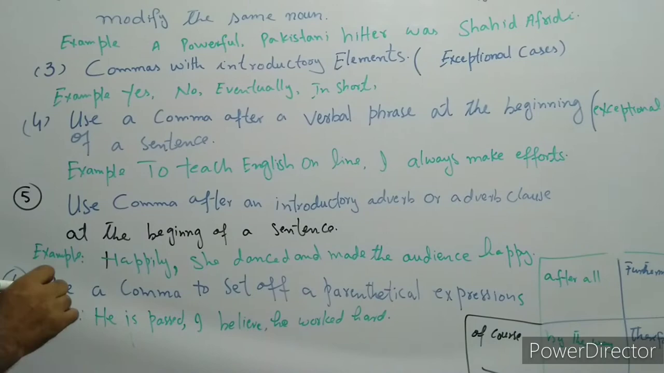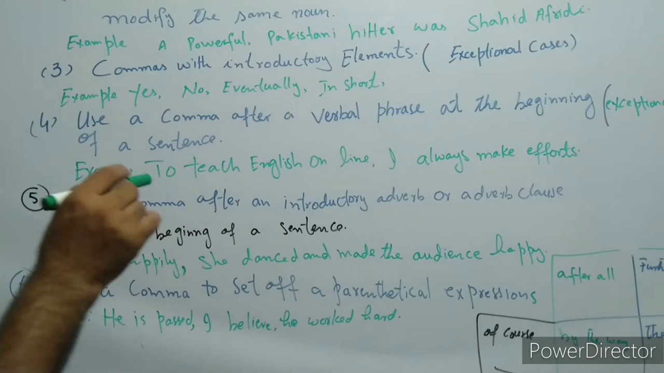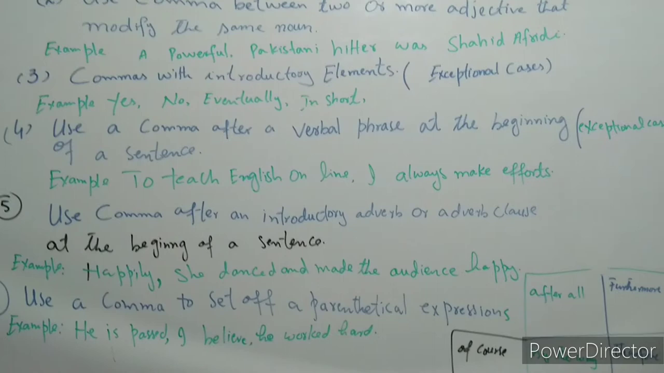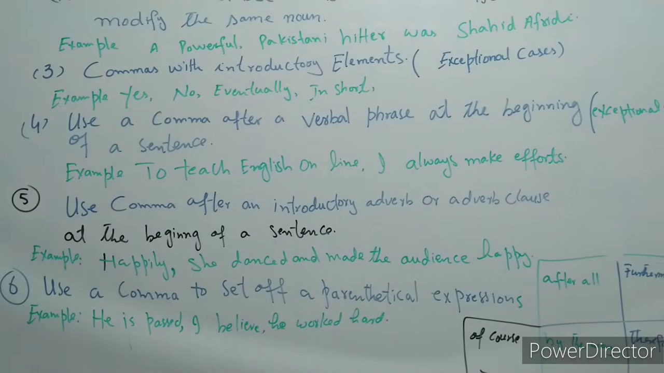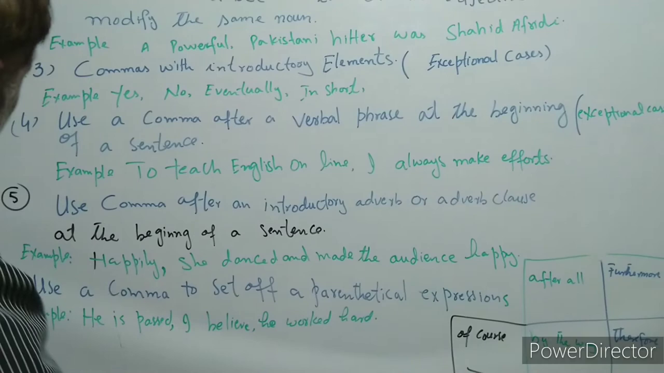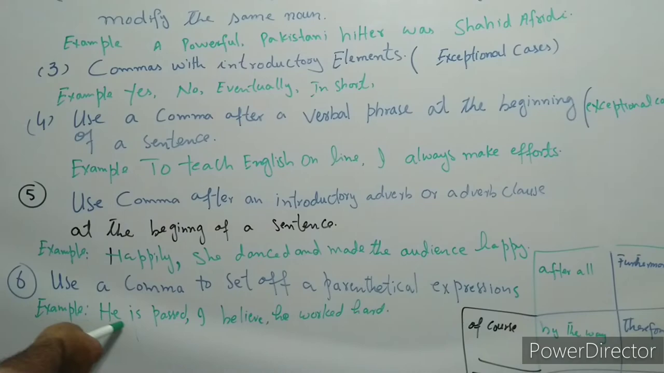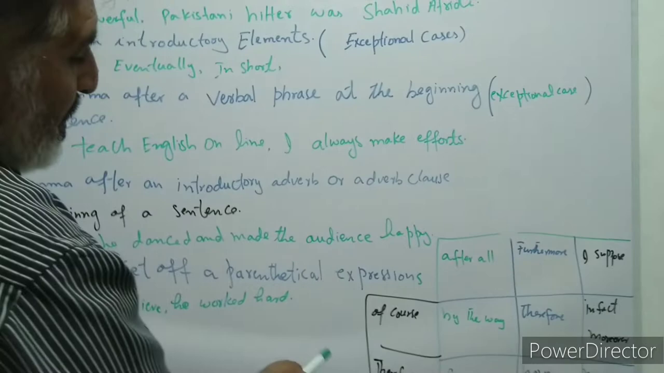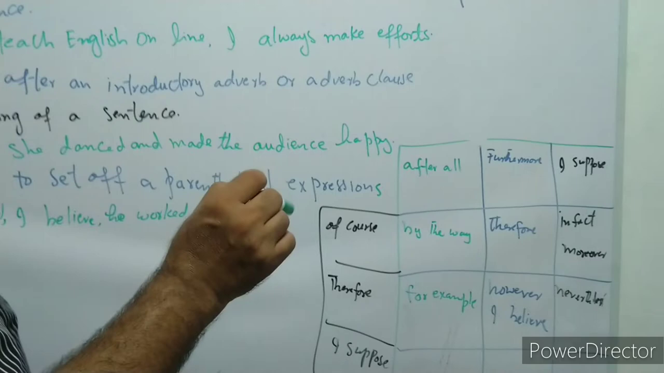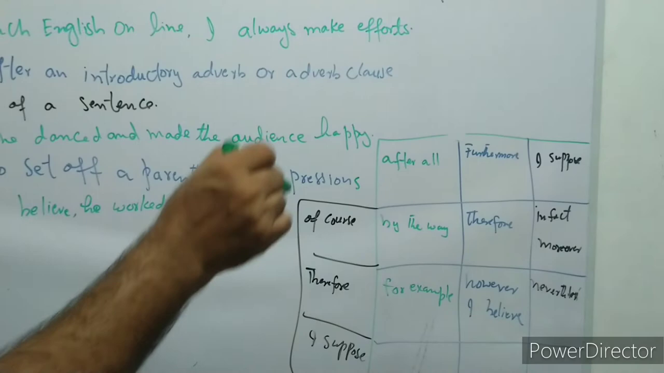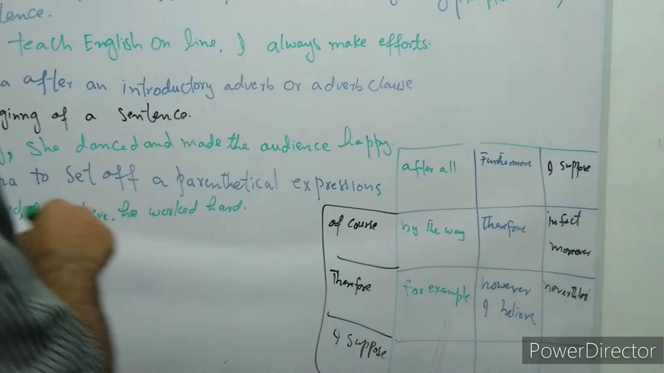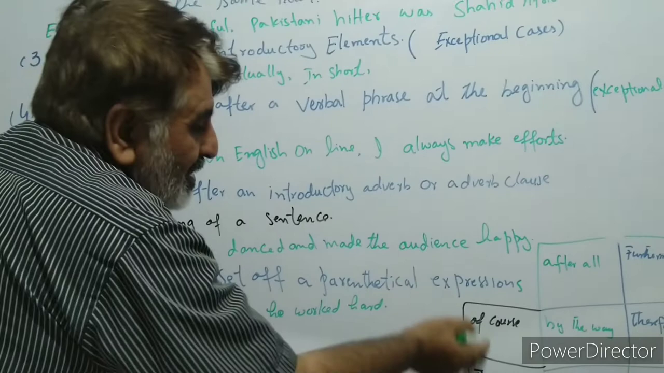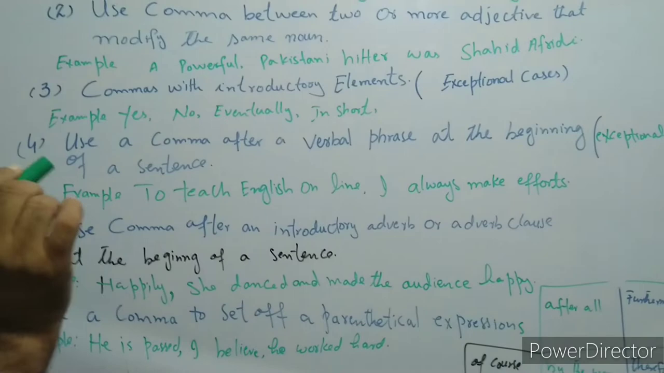The next one: use a comma to set up a parenthetical expression. Parenthetical expressions are always used for supplementary or explanatory information in a sentence. Example: he is fast, I believe, he worked hard. You can see a list: of course, therefore, I suppose, after all, by the way, for example, furthermore, I believe, however, in fact, moreover, nevertheless, and so on. These are examples of parenthetical expressions, because they provide supplementary or explanatory information in a sentence.